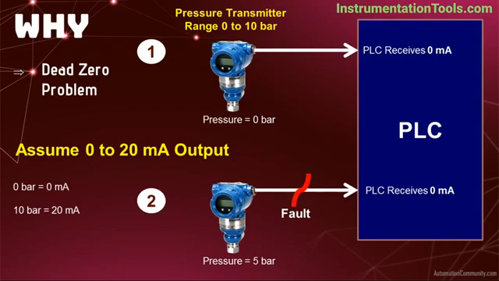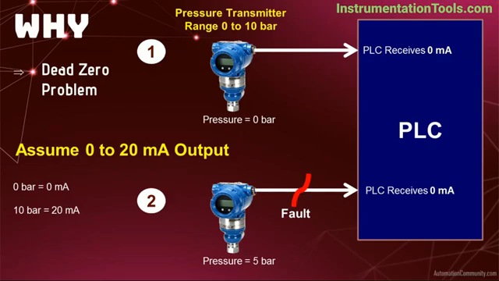Consider the process pressure is 5 bar. Because of the broken wire, the PLC has 0 mA at its input instead of 12 mA. The PLC thinks that it receives 0 mA and displays 0 bar pressure to the operator, but in reality, it has to be 5 bar pressure. This is the dead zero problem. If the transmitter or loop is dead due to any reason, the PLC shows faulty readings.